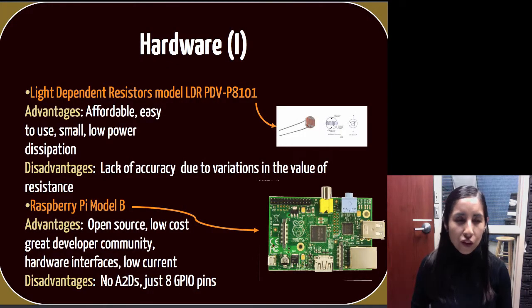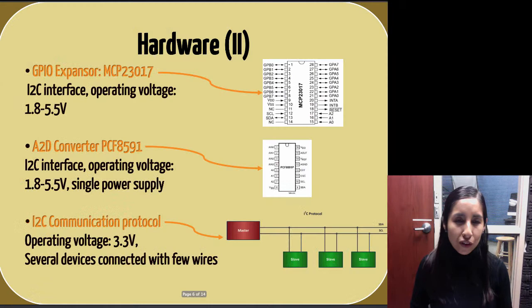For hardware, we chose to work with those LDRs because they are affordable and easy to use. However, they lack accuracy. The brain of the project is a Raspberry Pi Model B. It is open source, low cost, but the main reason to choose it is that it has a wonderful developer community. The two disadvantages that we saw for this project are that it lacks A2Ds and there are just 8 GPIOs to interface. To solve this problem, we chose this model of GPIO expander and this model of A2D converter.